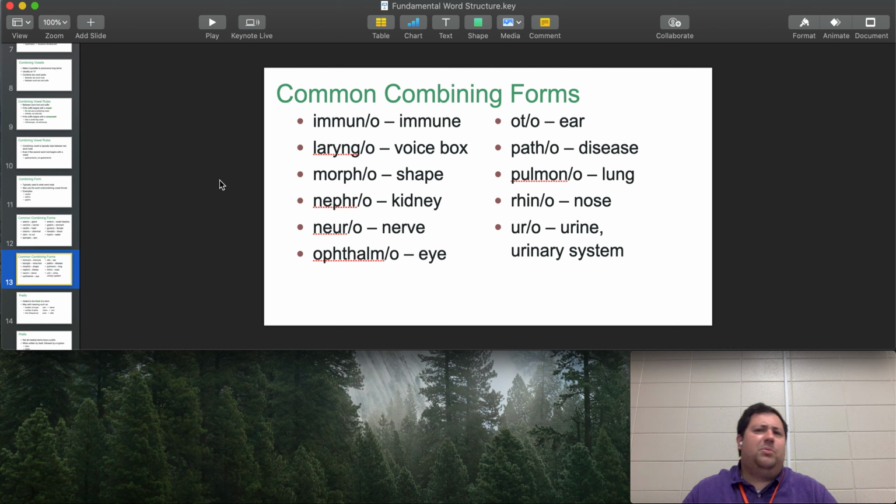All right, we have plenty more combining forms of words that we're going to talk about this semester, but here's just a couple of lists of ones that we are going to talk about throughout the whole semester.